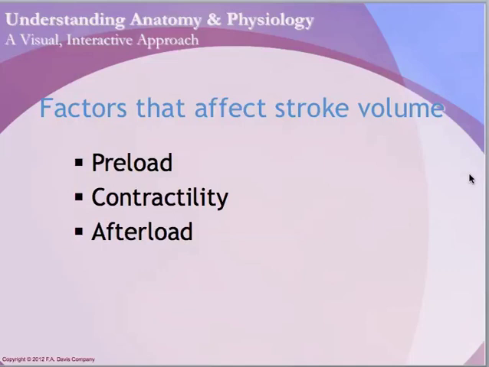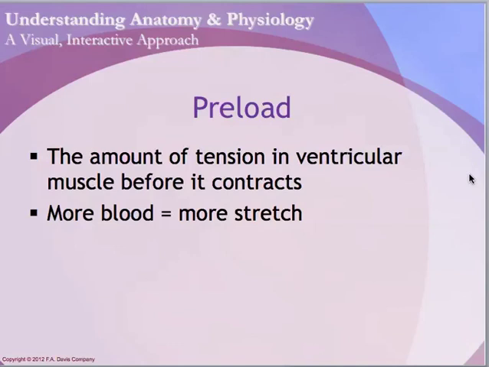So then there's factors that affect stroke volume: preload, contractility, and afterload. These concepts can be a little bit confusing. Okay, if you look on page 280, it talks through the 3 different. We're going to talk through them briefly here, and we're going to watch an animation to hopefully solidify some of that information. So preload is the amount of tension or stretch in the ventricular muscle just before it contracts.